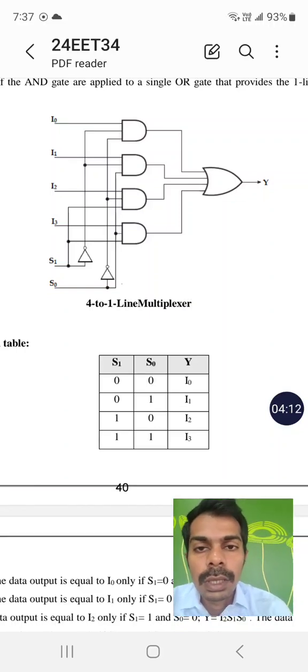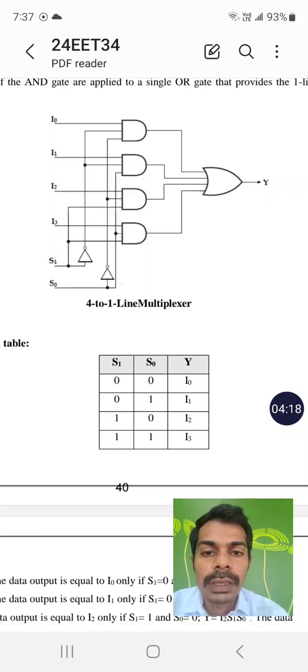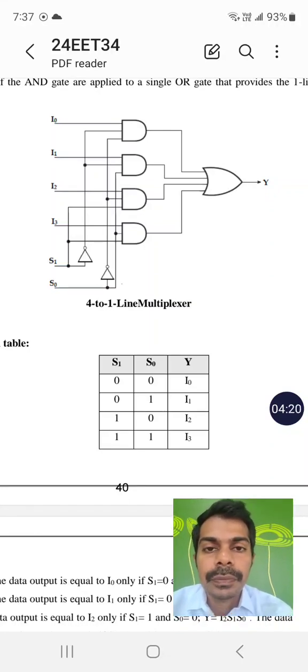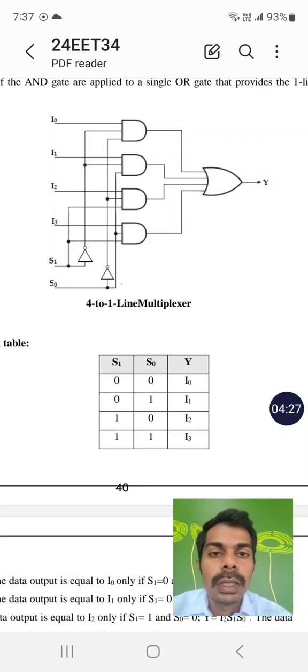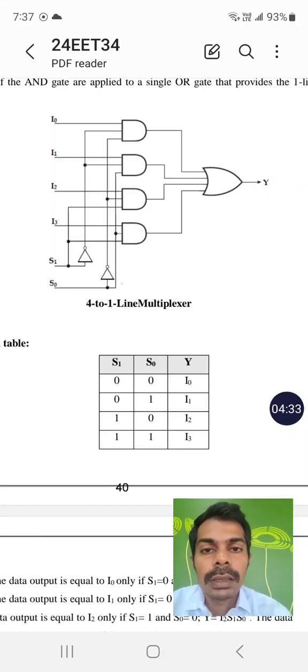So 0 is the I0 value and 1 is the S1 and S0 value, which is complemented using NOT gates. For an AND gate, if any one input is 0, the output is 0, and Y is 0. It does not bother about the other inputs because we are selecting the line as 0, 0. So I0 will appear in the Y.